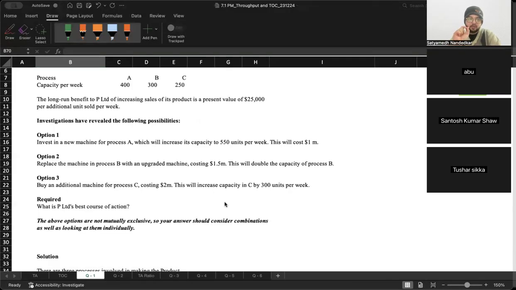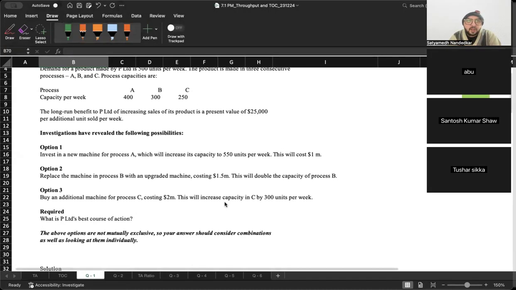Here what I have to understand is, if I know my problem is process C, then I should work towards removing the problem in process C. If I invest in a new machine for process A, it will increase the capacity from 400 to 550 units. How does that help? It doesn't help, because the limitation is still in process C.